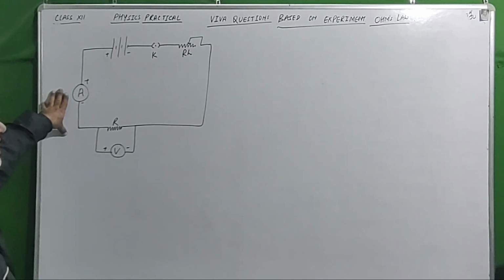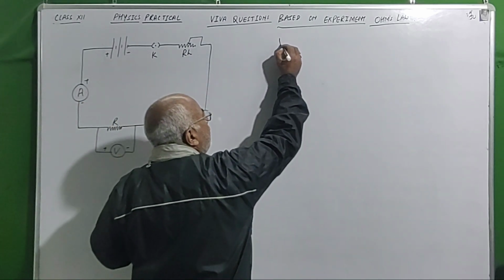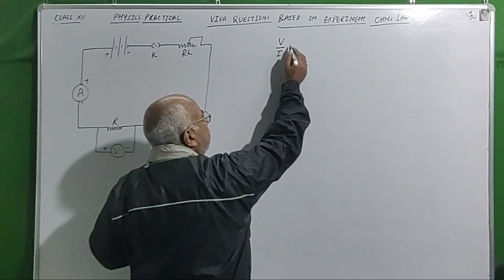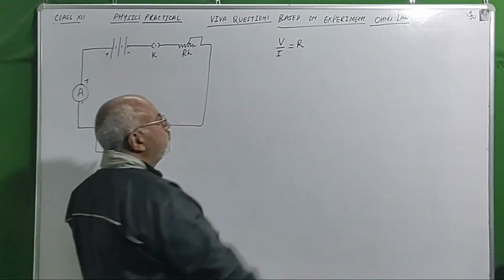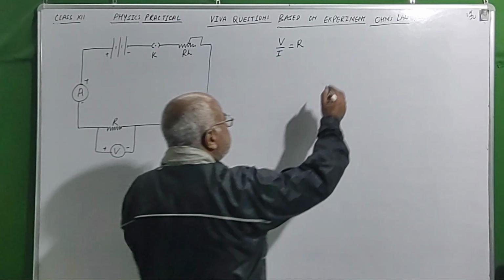The definition is, if the physical conditions of a conductor do not change, then the ratio of the voltage applied and current remains constant. This is Ohm's law. What is the unit of resistance? The unit of resistance is ohm.